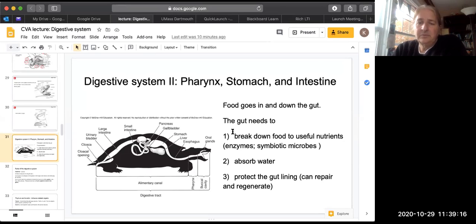The gut needs to break down the food into useful nutrients. It uses enzymes and symbiotic microbes to do that breakdown. So it serves as a reservoir of bacteria that are symbiotic with the animal to help break down food. It also has to absorb water, and it has to be able to repair itself. The gut lining has to be protected and then be able to repair and regenerate. So we'll talk about all these features.